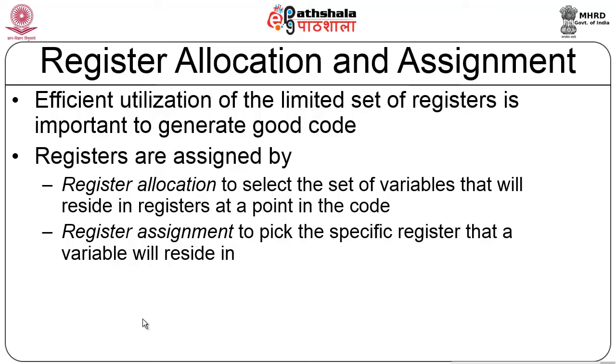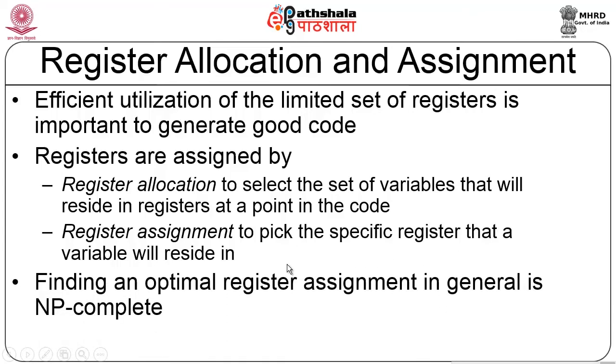One particular thing is to select the set of variables that will reside in registers at a point in the code. So you will determine which point of your code requires which variables. Based upon that you can basically allocate your registers. Second, you have to pick the specific register that a variable will reside in at a particular point of time. So you can say that I will assign variable A to register R0 only, and I can assign variable B to register R2 only, etc.